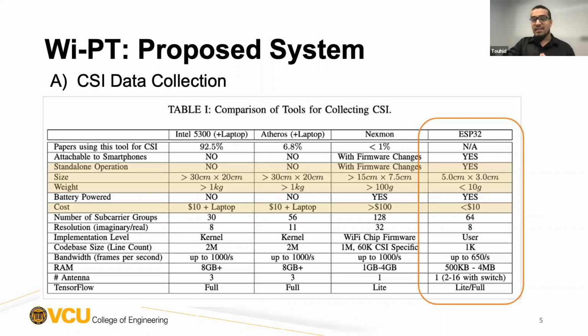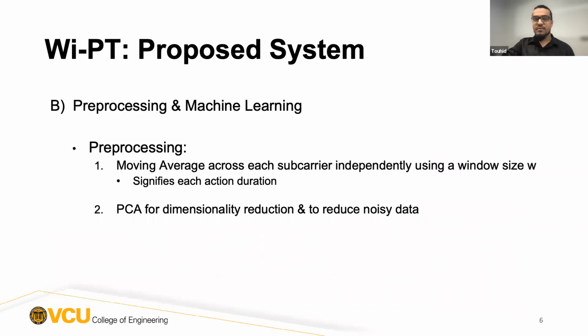As our work's title claims, our solution is low cost, and each ESP32 device costs below $10 in the current market. Additionally, these are lighter and even more computation capable than the other available devices in the market, like Intel 5300 NIC, Atheros, or Nexmon, as shown in this table. These are why we use the ESP32 devices for our study.